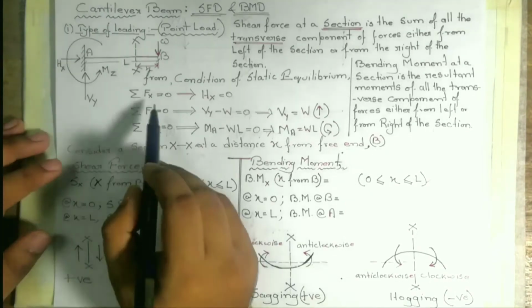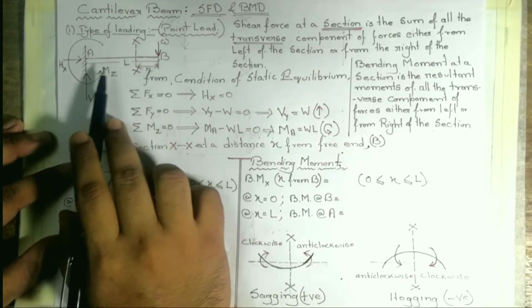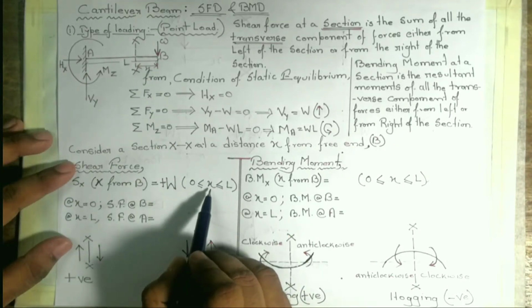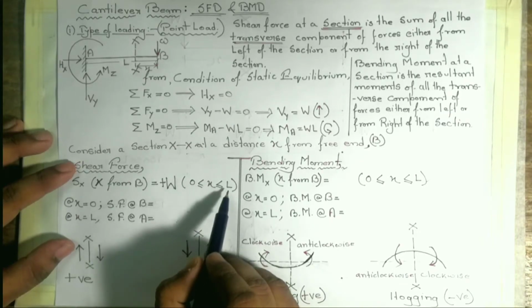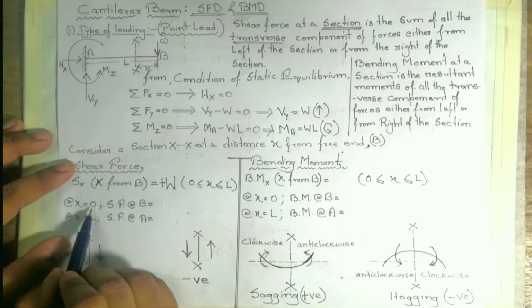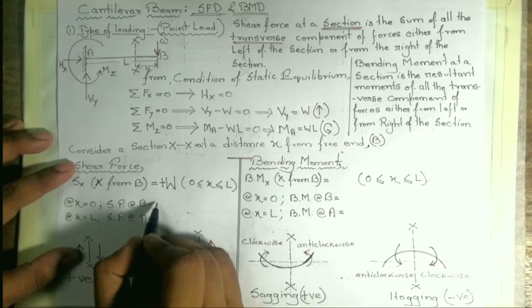Now, this particular section XX may vary from point B to A. So I have written here, the length X will vary from 0 to L. So when X is 0, shear force at B will be positive.